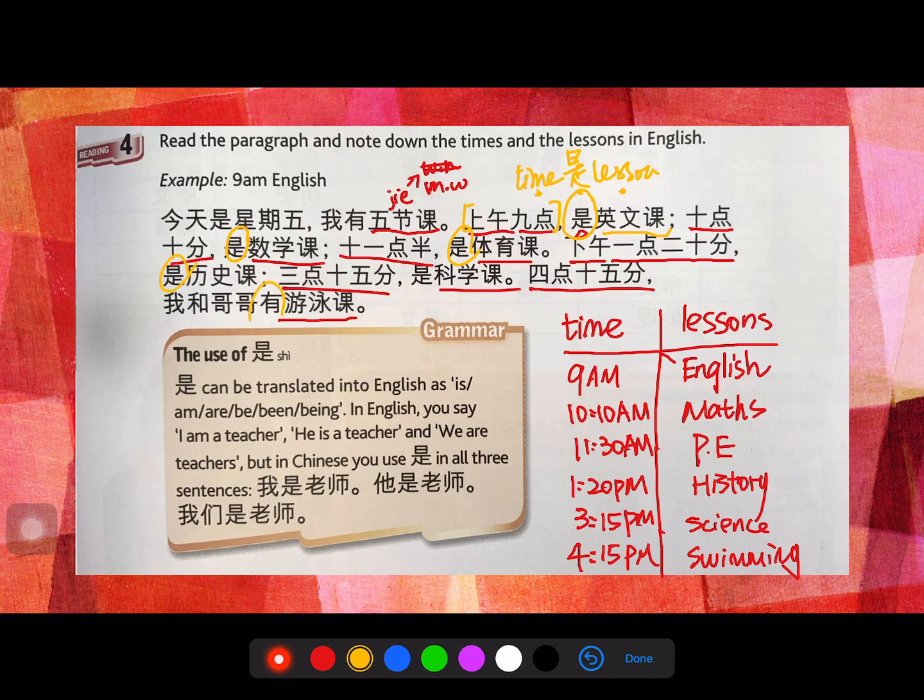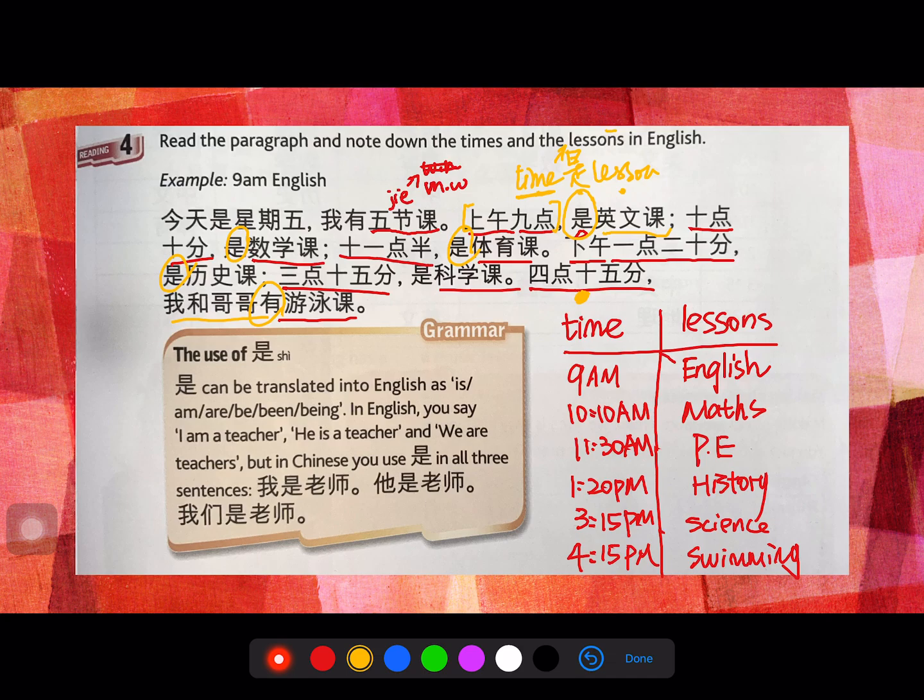They've also used 有, have. So my brother and I have swimming at this time, 4点15分. In this kind of sentence, 4点15分 works as a time phrase, so it can be before or after the subject 我和哥哥. But here, it is still a time phrase, but it acts like a subject, not like a pronoun. We don't really say 8 is, we don't need to say 8.